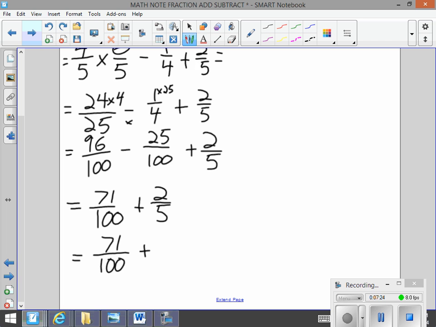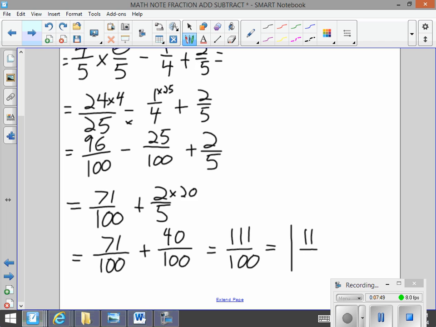But we are going to times it by 20. So 2 times 20 is 40. So 71 plus 40, 111 over 100. And that is an improper fraction, which we want to change to mixed. 100 goes in there one time and leaves us with 11 over 100. There we go. Nothing goes into 11 and 100, so that's it.